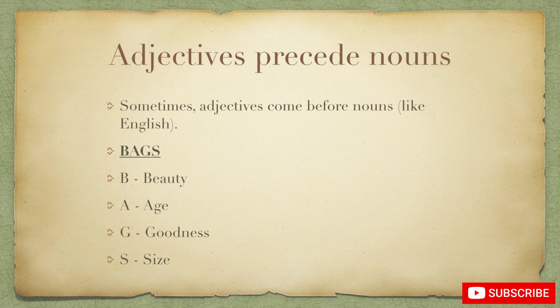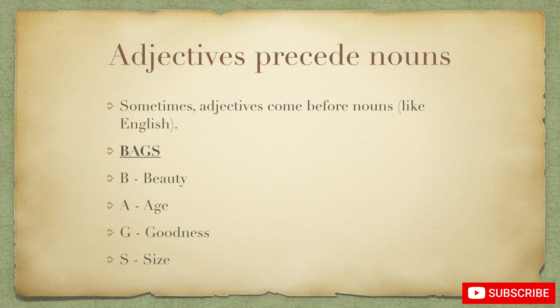And the way that you can remember which adjectives come before the nouns is by using the acronym BAGS. So in BAGS, B-A-G-S, stands for beauty, age, goodness, and size. So what this means is that any adjectives that describe beauty, age, goodness, or size will come before the noun. So for an example of beauty would be beau, le beau chien, the beautiful dog.